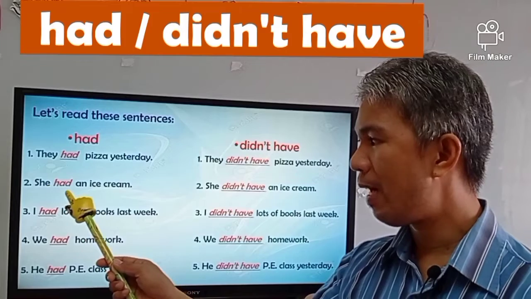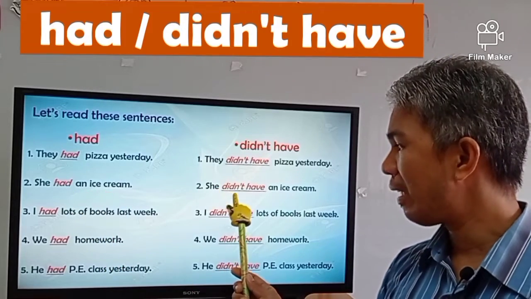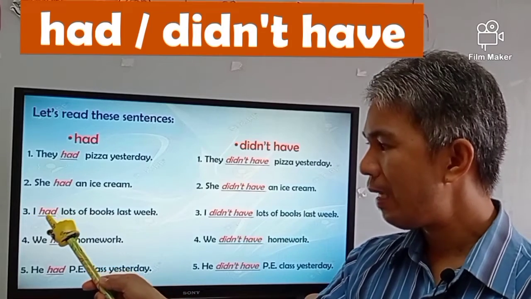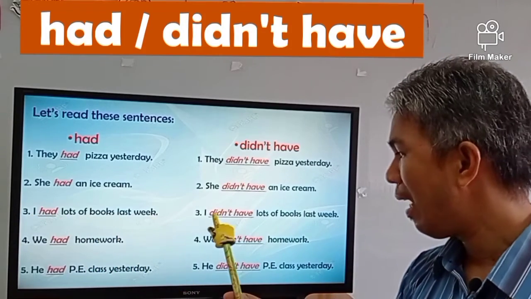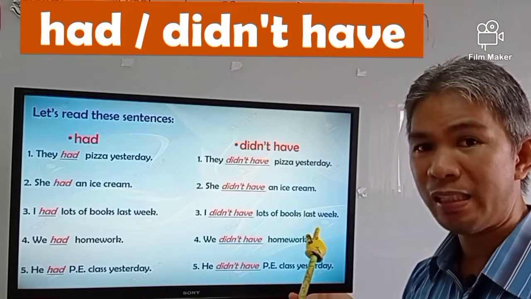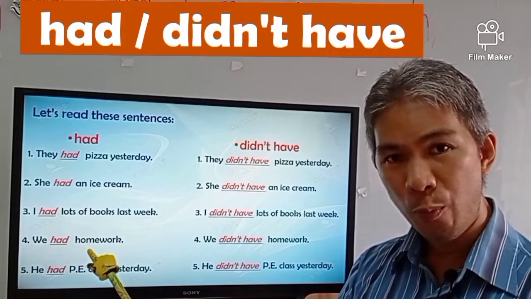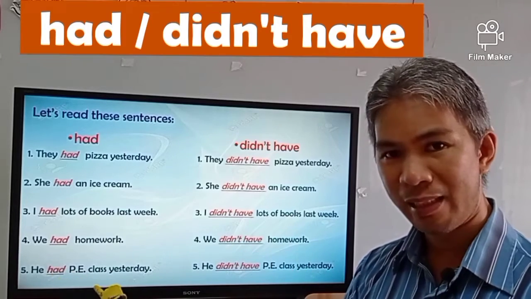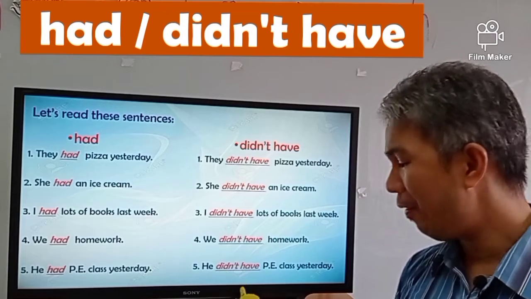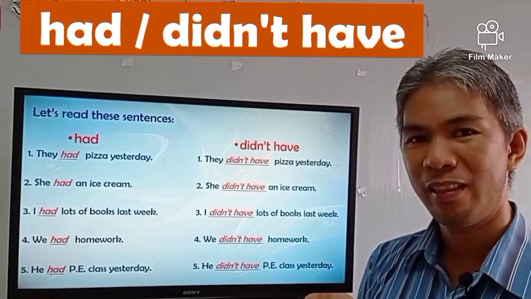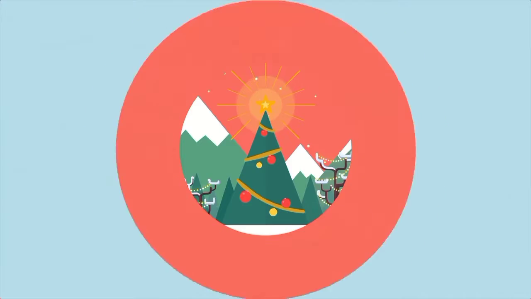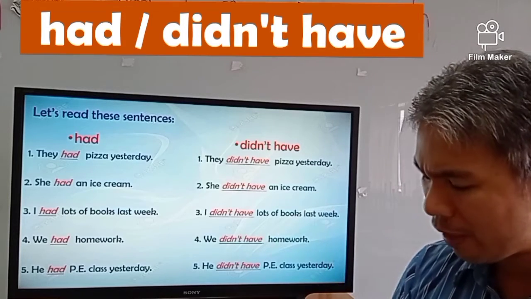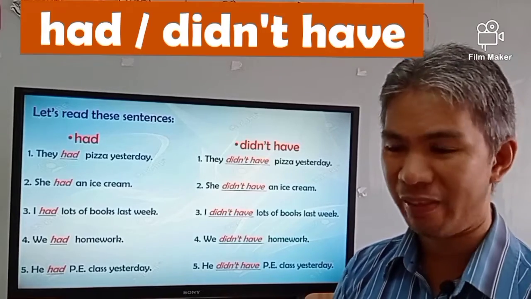Number 2. She had an ice cream. She didn't have an ice cream. Number 3. I had lots of books last week. I didn't have lots of books last week. We had homework. We didn't have homework. He had PE class yesterday. He didn't have PE class yesterday. Can you make your own sentences? Very good.